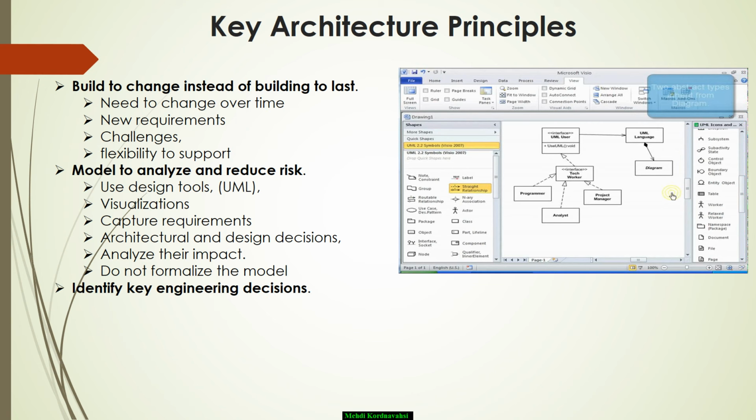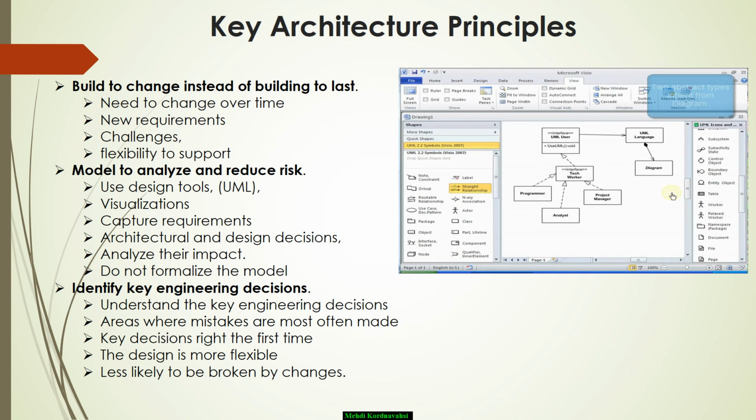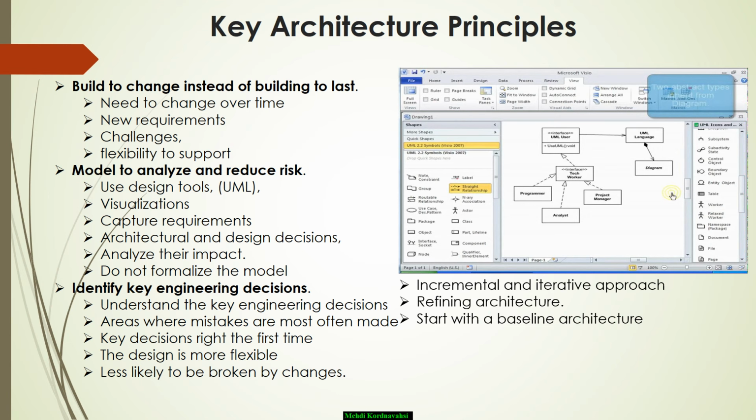The next principle is identify the key engineering decisions. Use the information in this guide to understand the key engineering decisions and the areas where mistakes are most often made. Invest in getting these key decisions right the first time so that the design is more flexible and less likely to be broken by change. The next principle is consider using an incremental and iterative approach to refining your architecture. Start with a baseline architecture to get the big picture right, and then evolve candidate architectures as you iteratively test and improve your architecture.